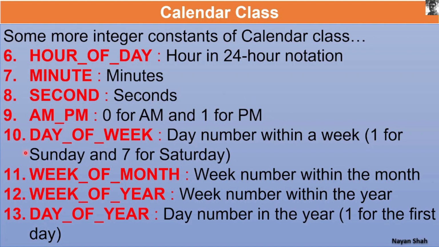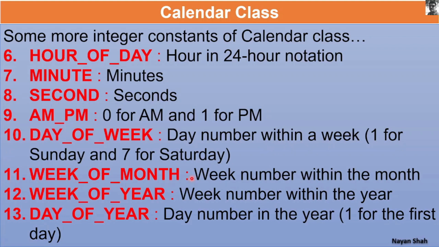The 10th constant is DAY_OF_WEEK. DAY_OF_WEEK gives you the day number within a week. Again here there is a twist, that 1 is for Sunday and 7 is for Saturday. So again the board can ask a question that if the calendar shows today as Wednesday, then what will be the value of the constant DAY_OF_WEEK? So if it is Wednesday, the day of week is considered as 4, because Sunday is 1, Monday is 2, Tuesday is 3, and so Wednesday is 4.